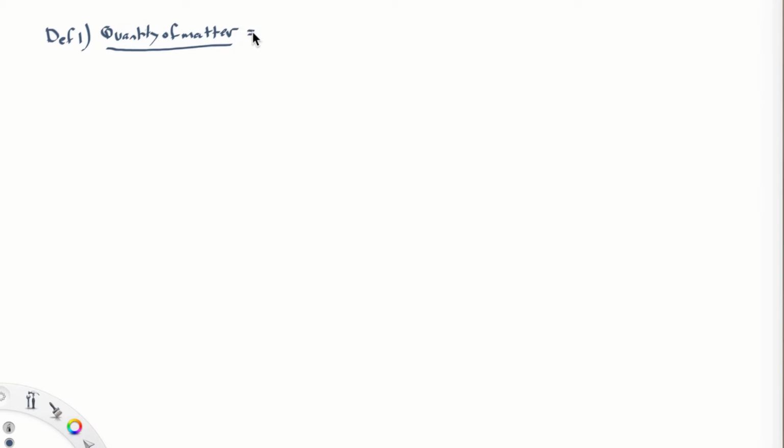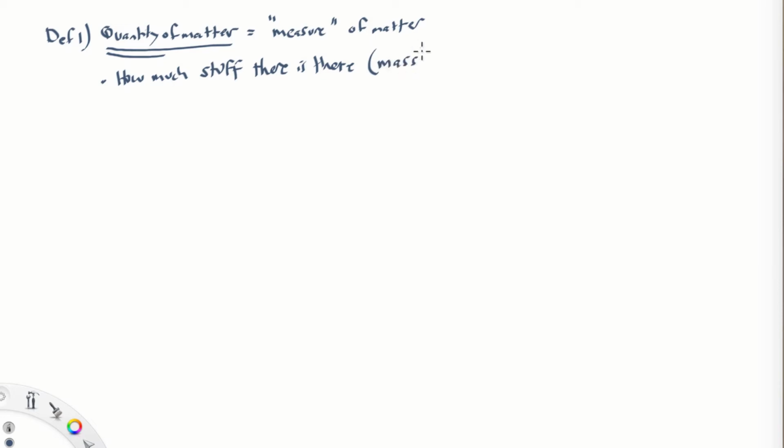And what does he mean by quantity of matter? Well, he says that he means the measure of matter, how much matter there is. It's basically how much stuff there is there. We would call this nowadays mass.